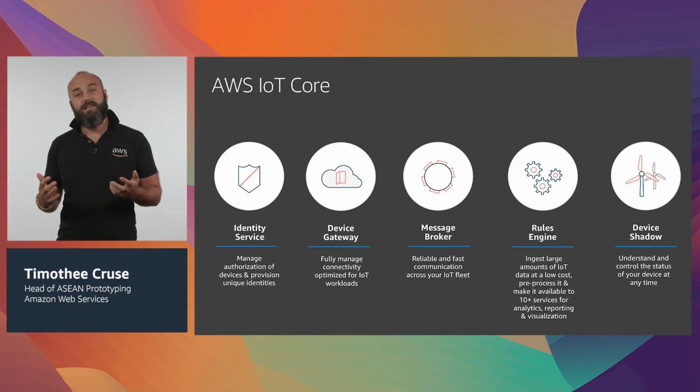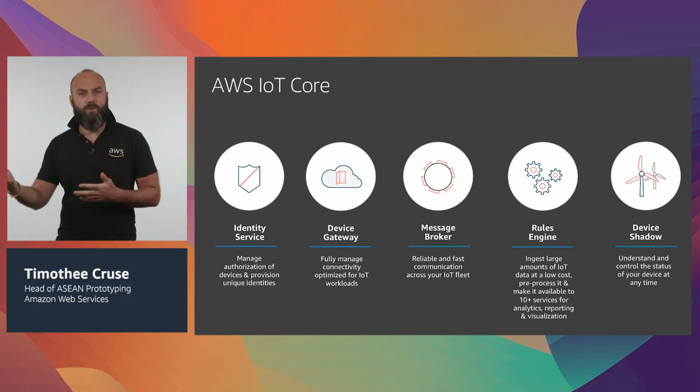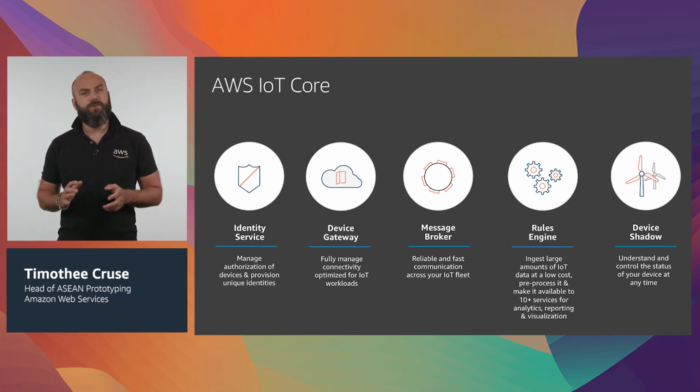IoT Core is an identity service that allows you to manage and authorize your devices to connect to the cloud and provision unique identities. Effectively, every one of your Vision Edge devices will require a unique certificate to authenticate to IoT Core. It's a fully managed device gateway optimized for IoT workloads. This means the service will scale to enormous proportions to support 1 to millions of devices, if not billions, that you may have.